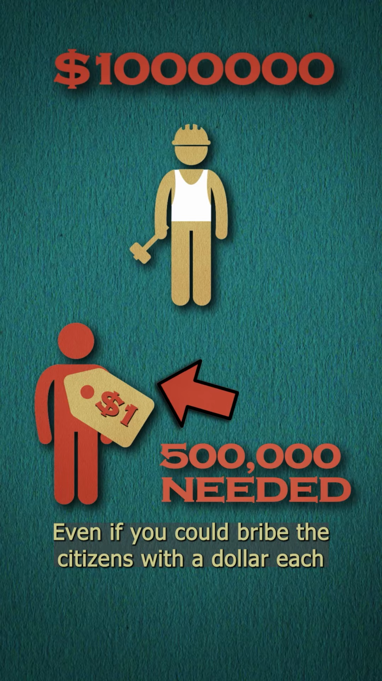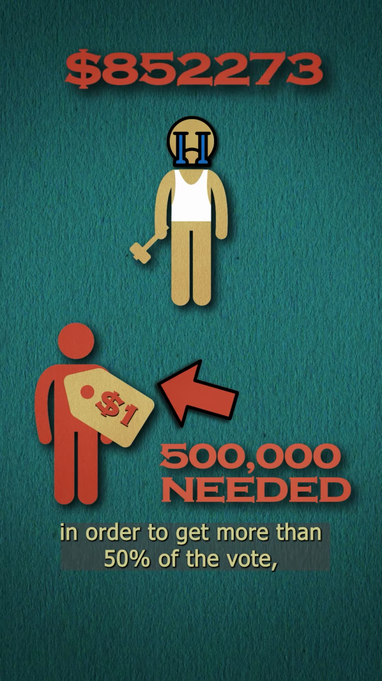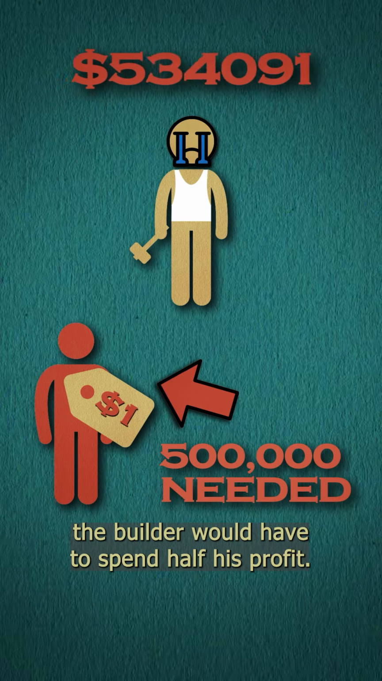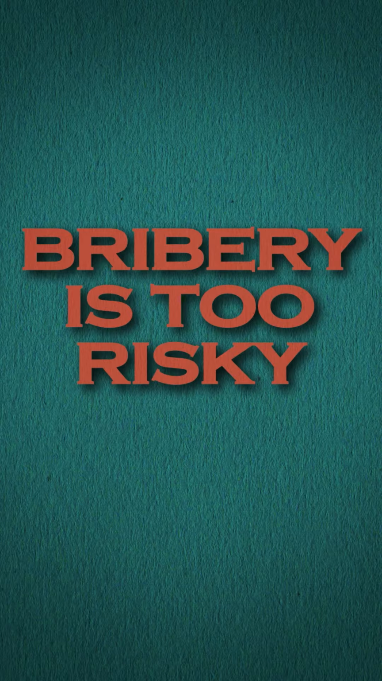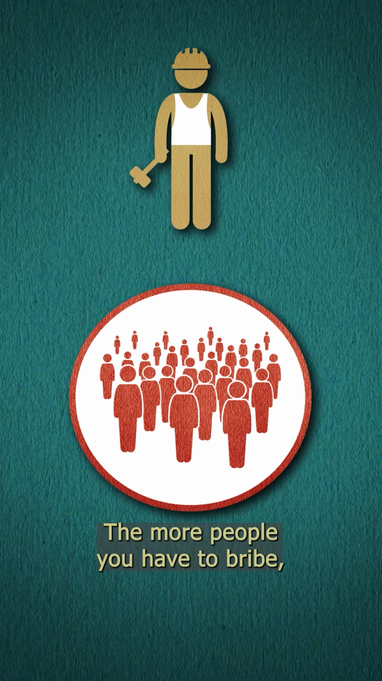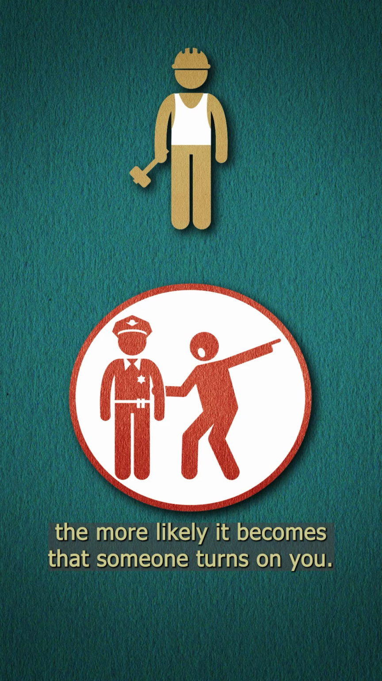Even if you could bribe the citizens with $1 each, in order to get more than 50% of the vote, the builder would have to spend half his profit. Finally, bribery is now too risky. The more people you have to bribe, the more likely it becomes that someone turns on you.